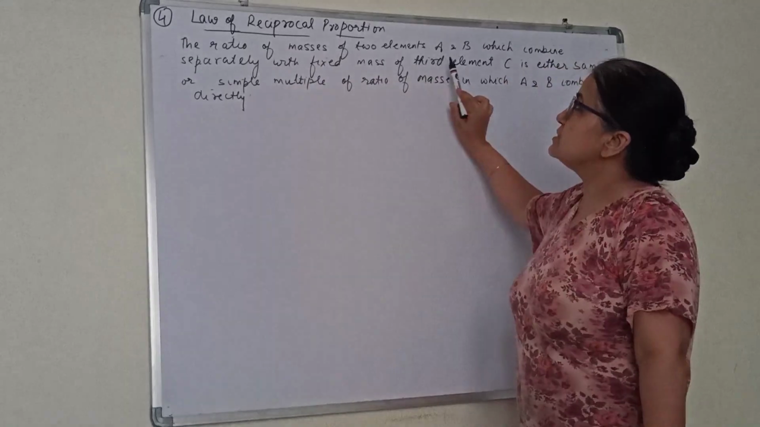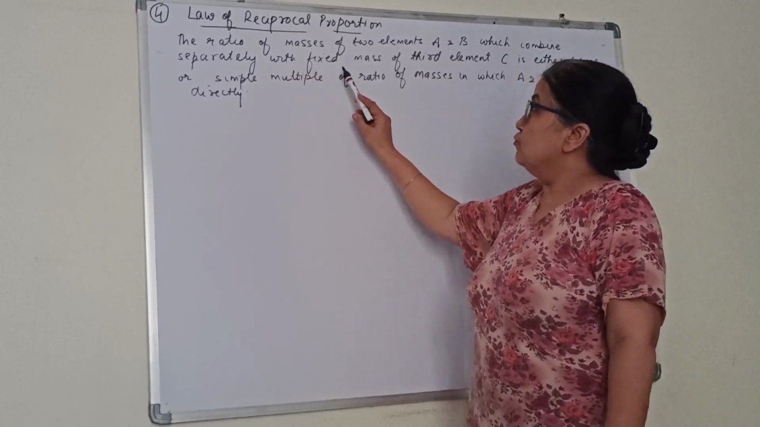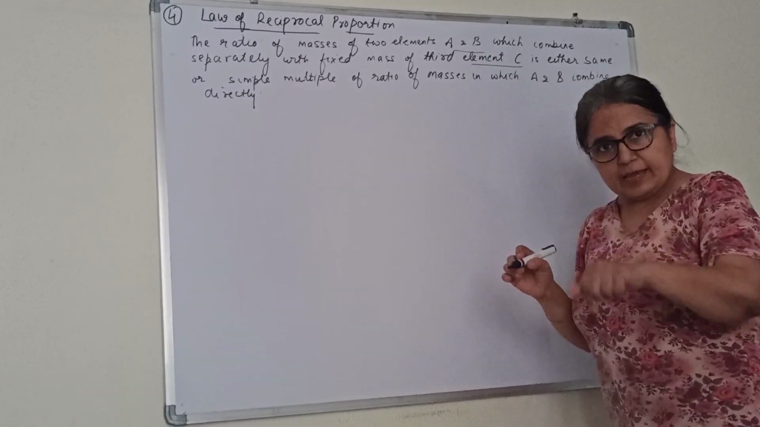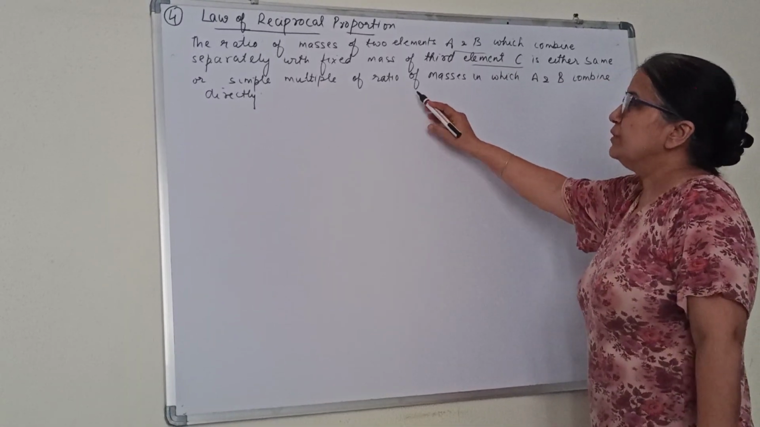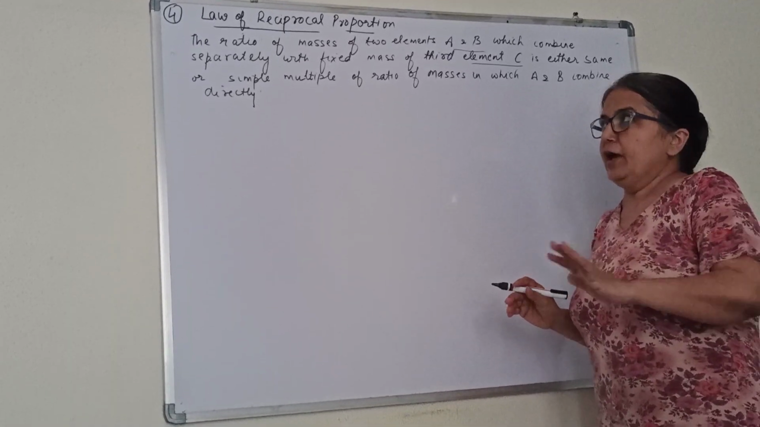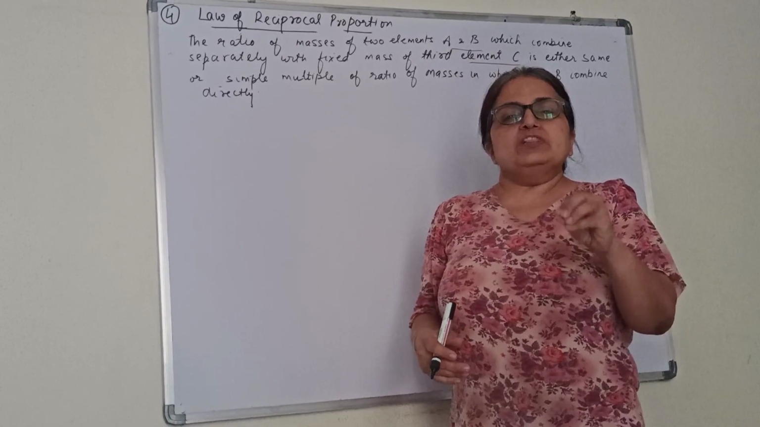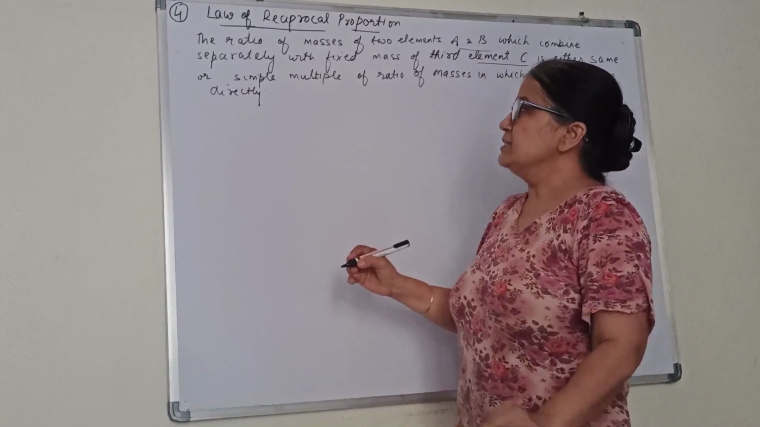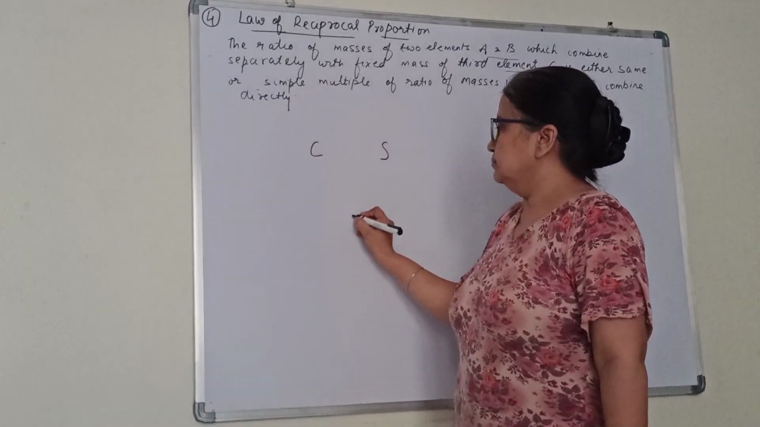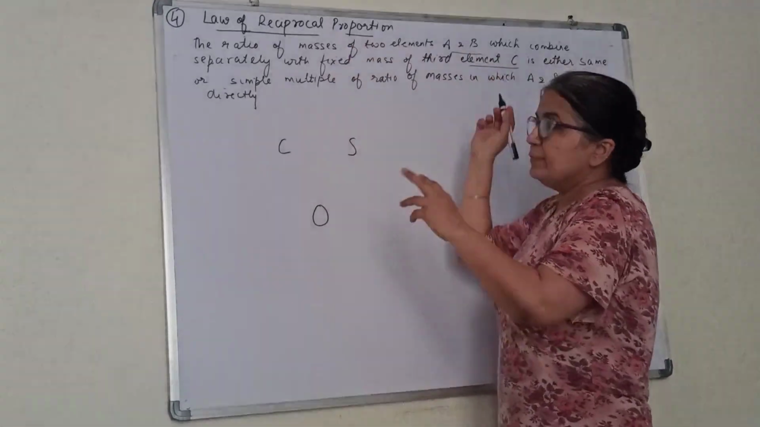The ratio of the masses of two elements A and B, which combine separately with the fixed mass of the third element C, is either the same or a simple multiple of the ratio of the masses in which A and B combine directly. I know, again with the example only you can understand better. In this law, 3 elements are required. First thing, let's take the example of carbon, sulfur, oxygen. 3 elements. We will write, these are the elements like A, B, C.